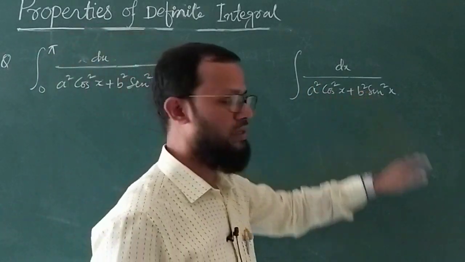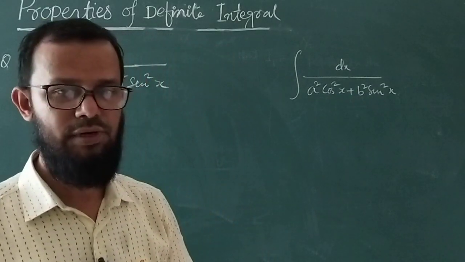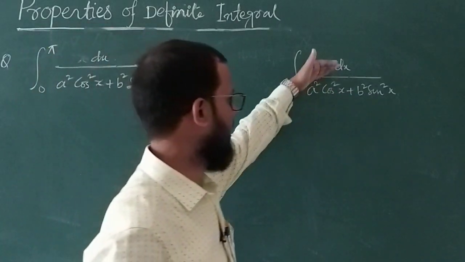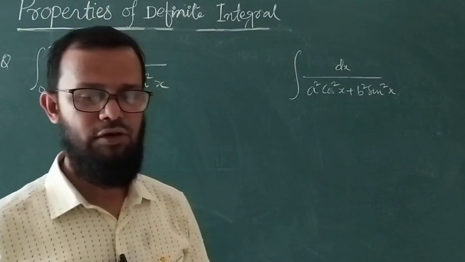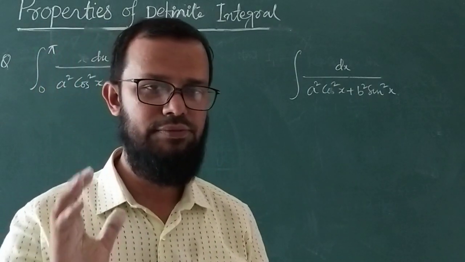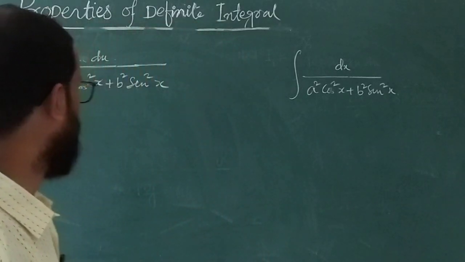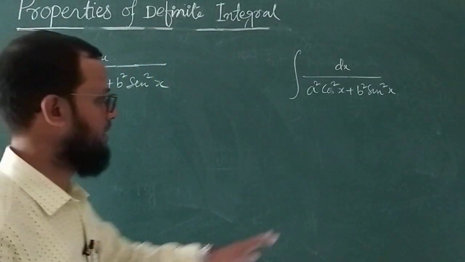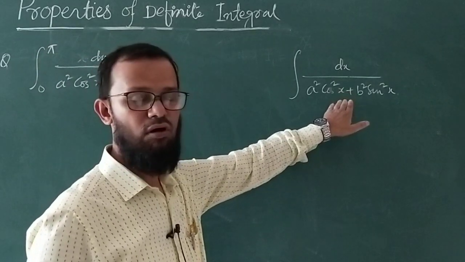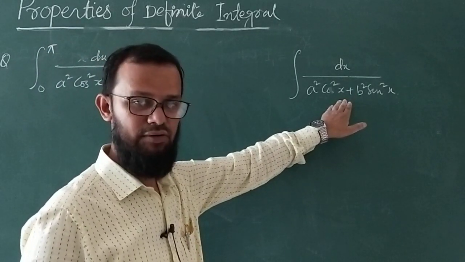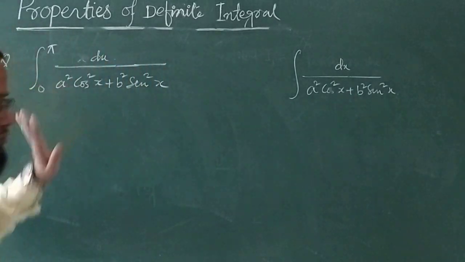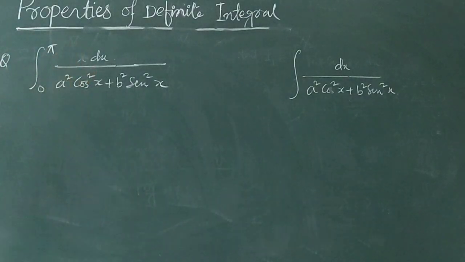So in such type of integral, what is the rule? You have to divide numerator and denominator by cos square x, and convert the denominator in terms of tan, and then substitute tan x equal to t, and solve the integral. Okay, that is the technique, or the rule of solving such an integral. This integral and that integral are almost the same.